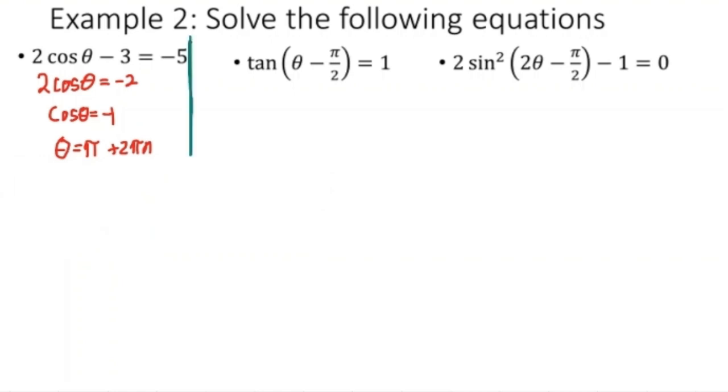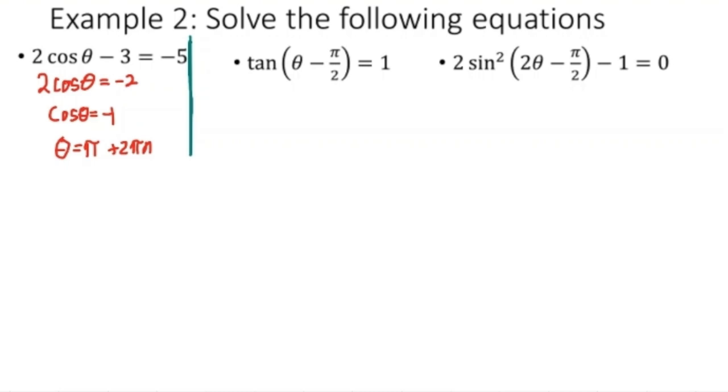Now we're going to solve tangent of theta minus pi over 2 equals 1. Notice in this equation, our input to the tangent function is theta minus pi over 2. And here, our trig function is already isolated. So what we want to do is figure out all the possible values of theta minus pi over 2, which is the input to tangent, that will cause our tangent to equal 1.